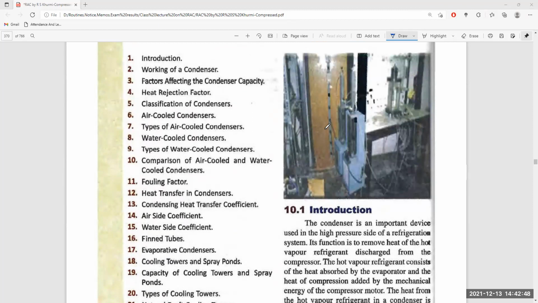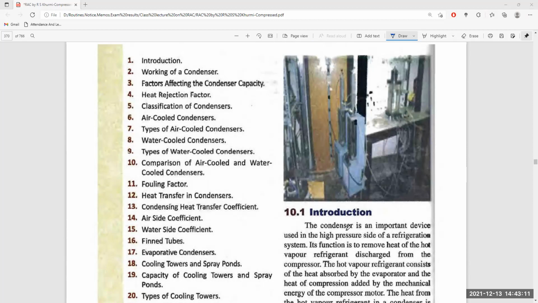Now, in our vapor absorption refrigeration system, which we are supposed to demonstrate in practice, we are discussing different components of it. We have discussed refrigerant compressors. Now we are going to discuss the condenser.